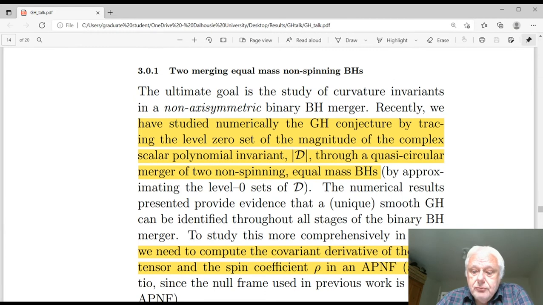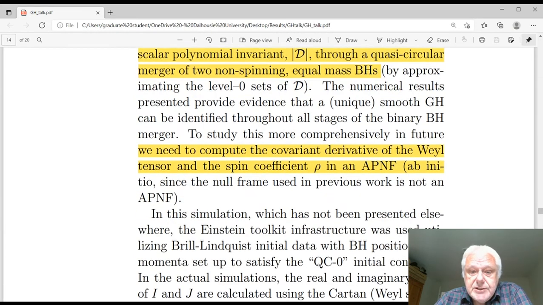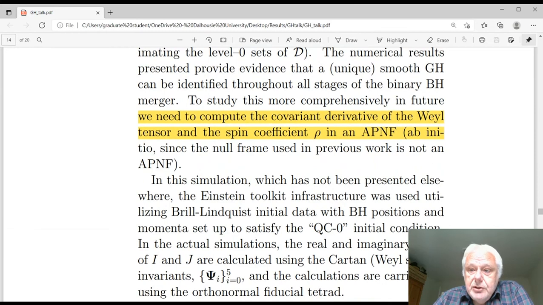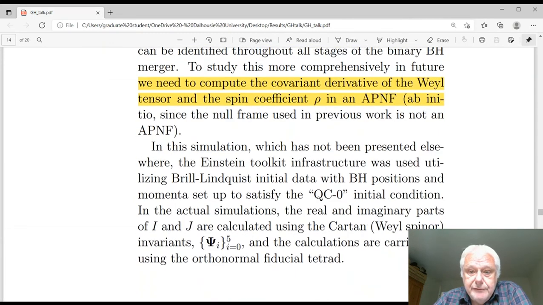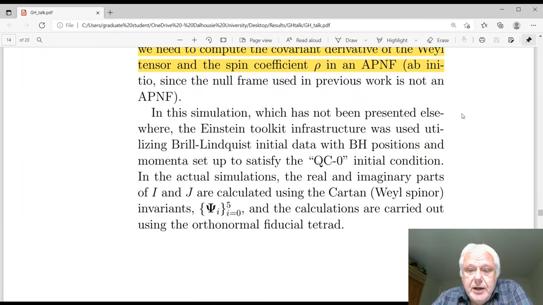And the numerical results are encouraging. And I'll show you the pictures in a second. What we need to do, though, is to make a stronger case that the surfaces we're determining are of physical interest. So we need to be able to discuss what the values of this Newman-Penrose coefficient rho is in a preferred frame. I'm going to just show you some pictures, just to give you a little taste of what's going on.